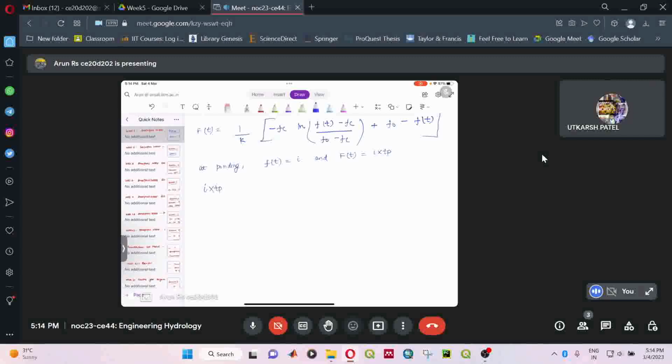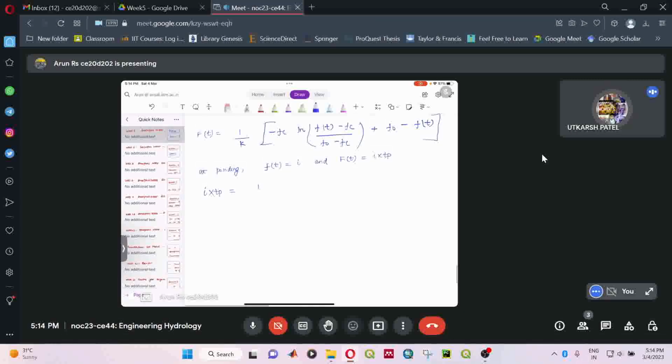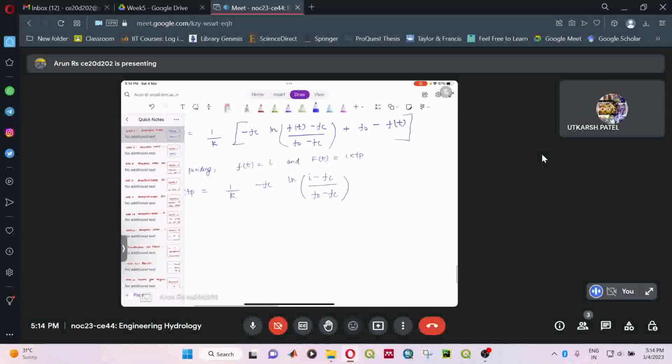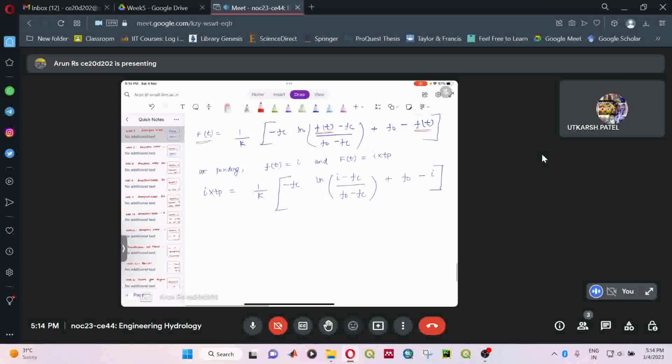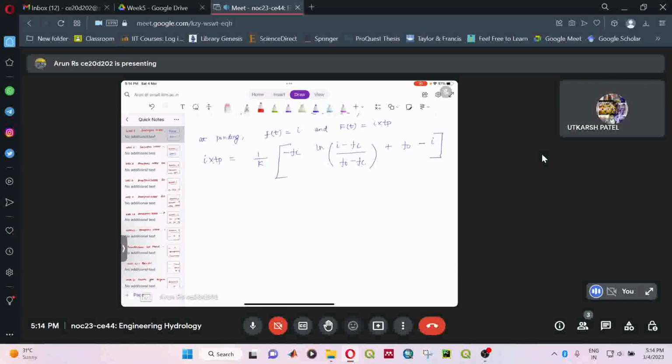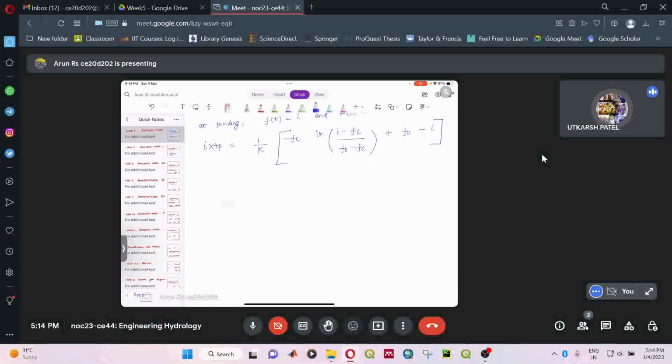So I into Tp is equal to 1 divided by k, minus fc, natural log of, instead of f of t I am going to put I, minus fc, divided by f naught minus fc, and the rest of the things will remain the same, plus f naught minus, here also we will put I. So these are the places where we are changing. This one will change, this one will change, and this one will change. So now we can find out the time of ponding.